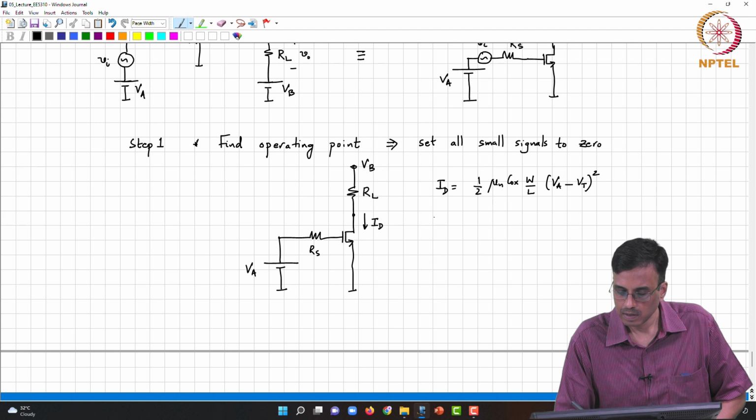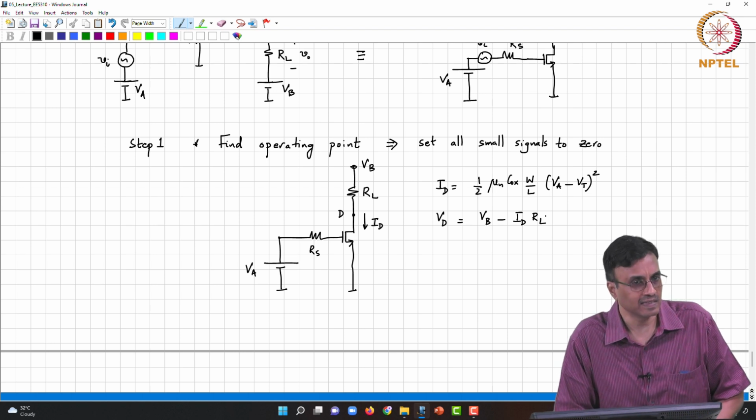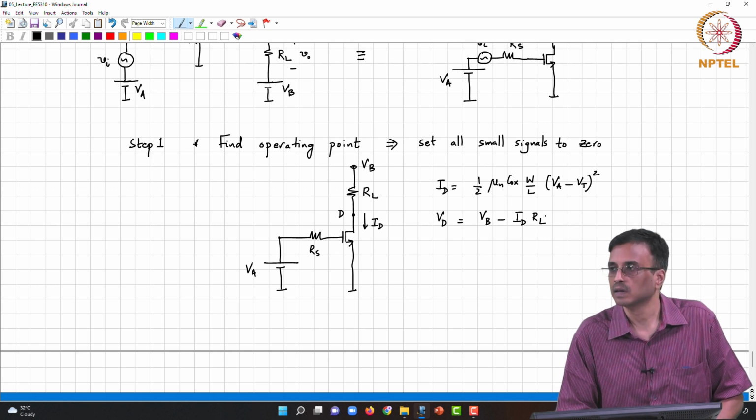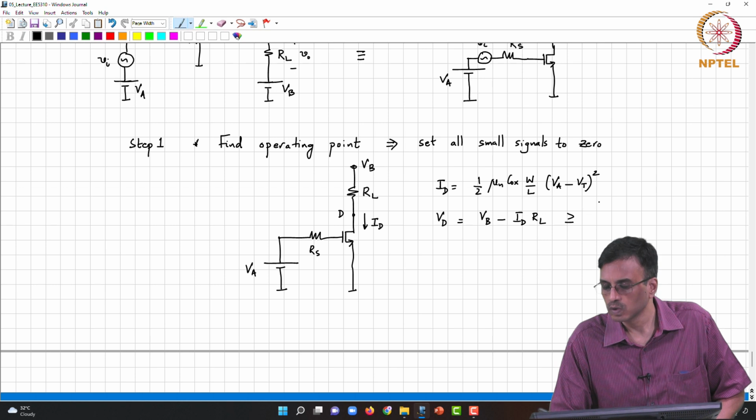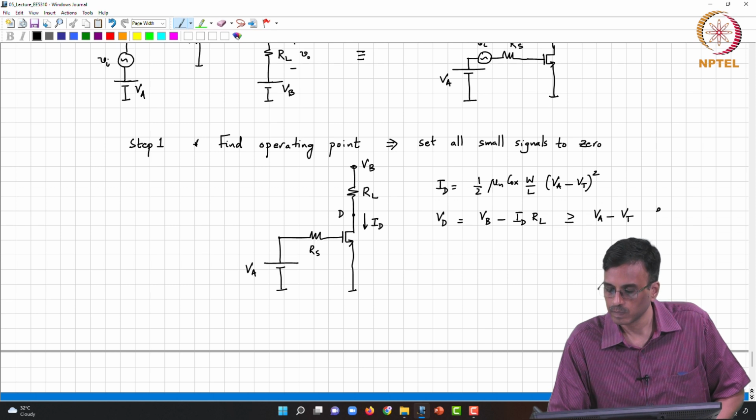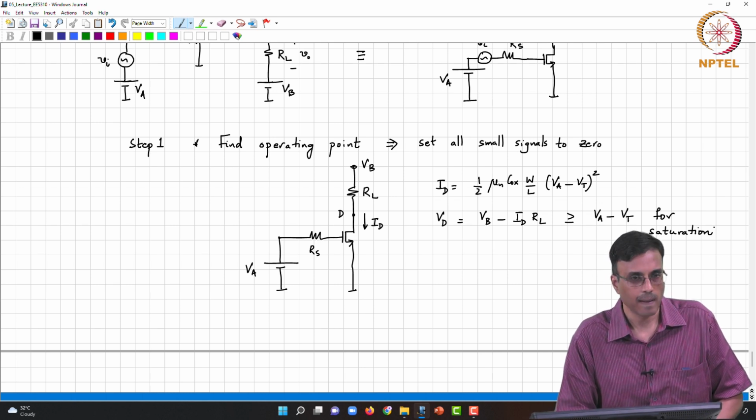What is the drain potential? The drain potential VD is nothing but VB minus ID times RL. And if you want to ensure that the device is indeed in saturation, what comment can we make about the drain potential? It should be greater than or equal to VA minus VT. Does it make sense? Okay.